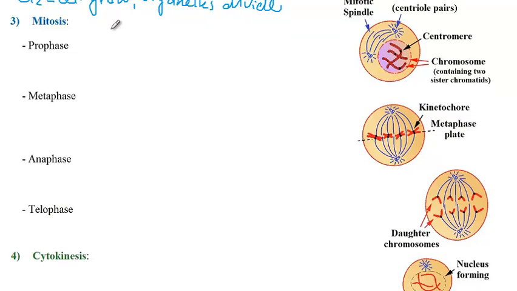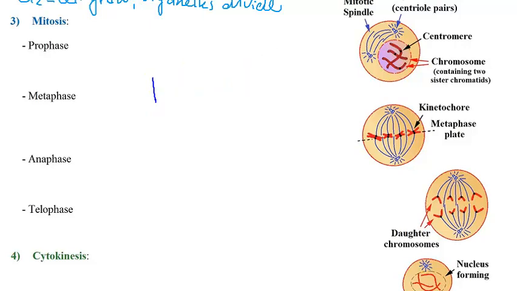But before I go over those, I'm going to provide you with a memory aid so that you remember the order of these phases. The way I memorize it is called PMAT. You know how we are taking MCAT, the order of the phases in mitosis is called PMAT: prophase, metaphase, anaphase, and telophase.